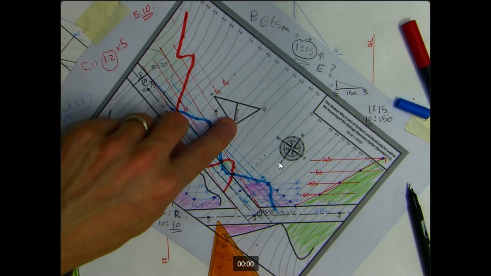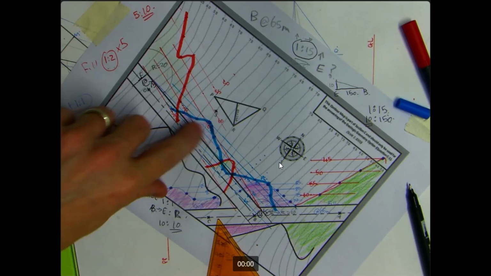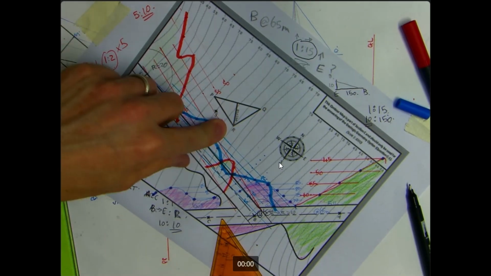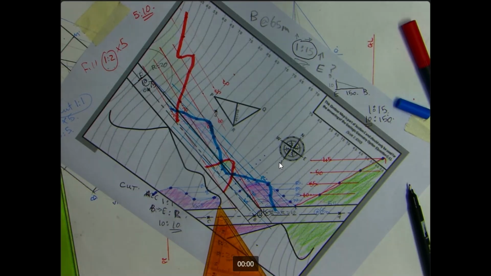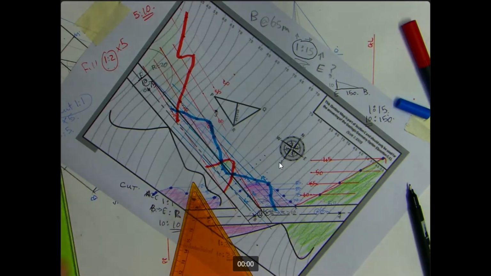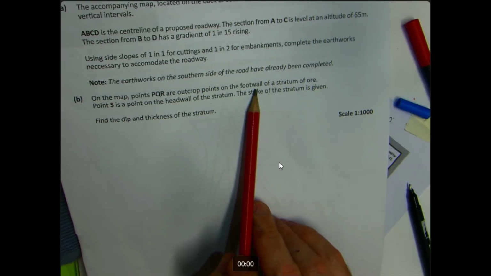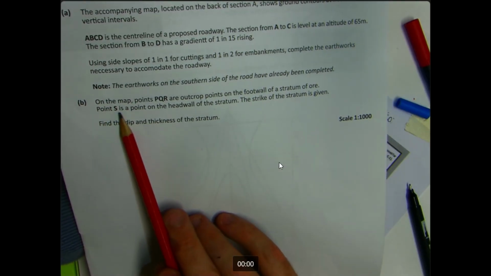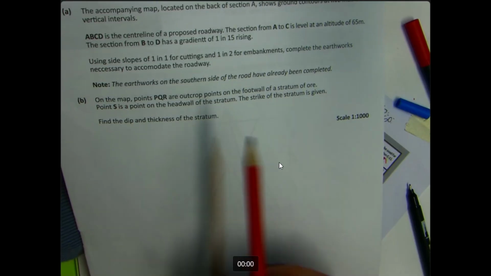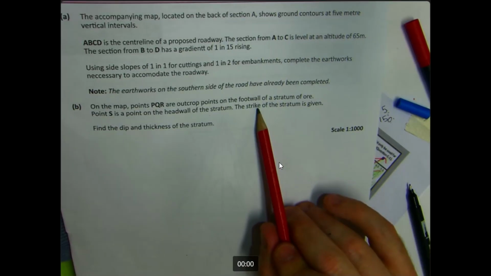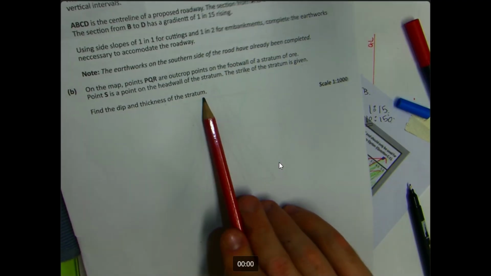So that's that. Now I'm going to move on to this part here, P, Q, and R. You'll notice it already gives you the strike, which saves me work. What does it ask in the question? On the map, points P, Q, and R are outcrop points on the footwall of a stratum of ore. Point S is a point on the head wall, so we're looking for thickness here. The strike of the stratum is given. Find the dip and thickness of the stratum.